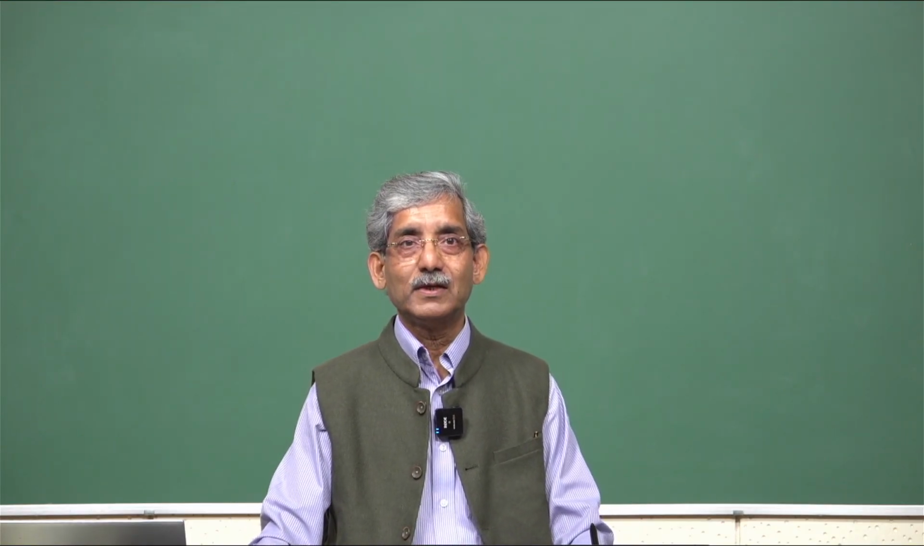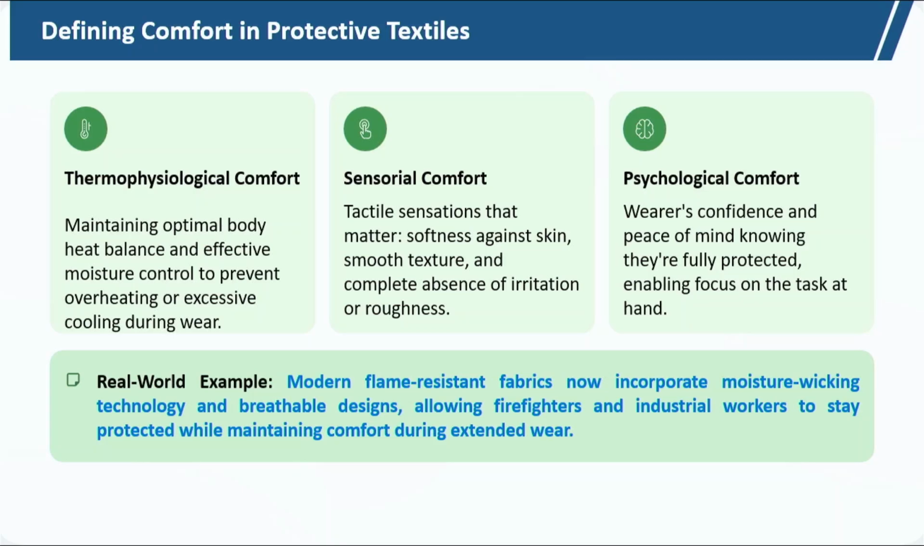A real-world example is that modern flame resistant fabrics now incorporate moisture wicking technology and breathable design. Flame resistant clothing we can always create, but at the same time we should create moisture wicking characteristics or breathable design that allows firefighters and industrial workers to stay protected while they are comfortable during wear.